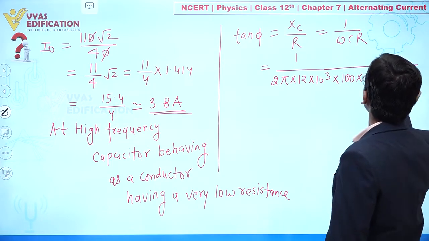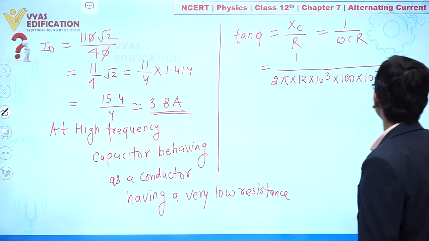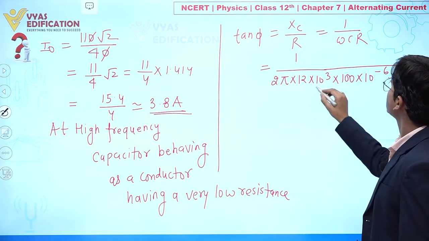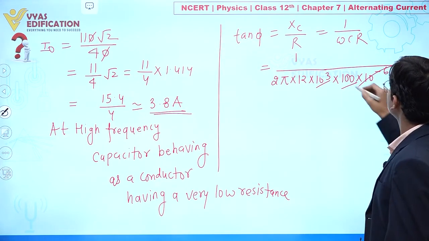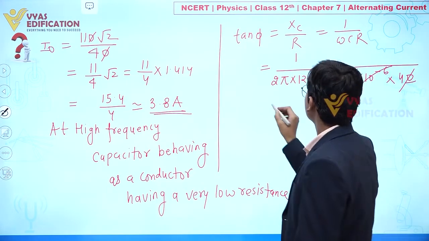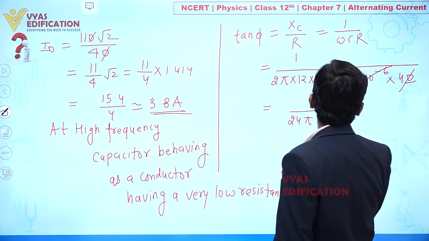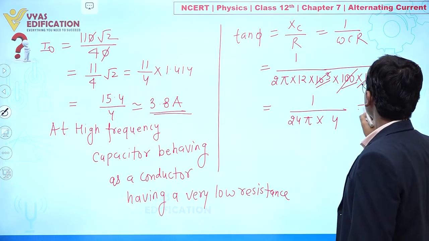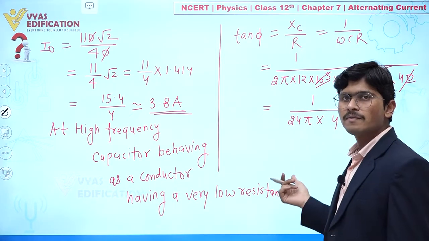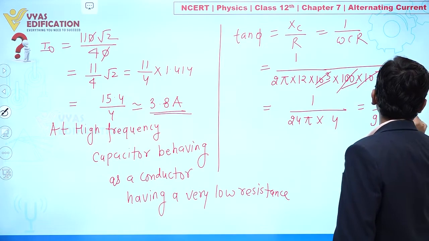And what about the value of R? Resistance is 40 ohm. So from here this is 10 to the power 3, this is 10 to the power 5, this is 10 to the power 6, all are cancelled out. From here this is equal to 24 pi multiplied by 4. So near about 24 multiply 4, 96. So 1 upon 96 multiply 3.14.